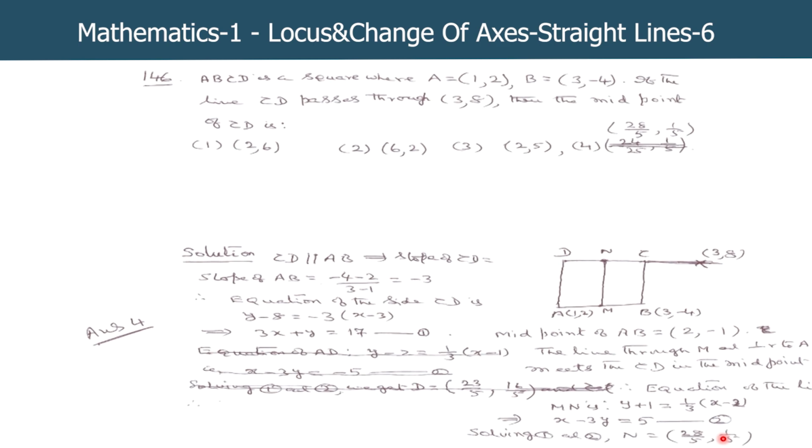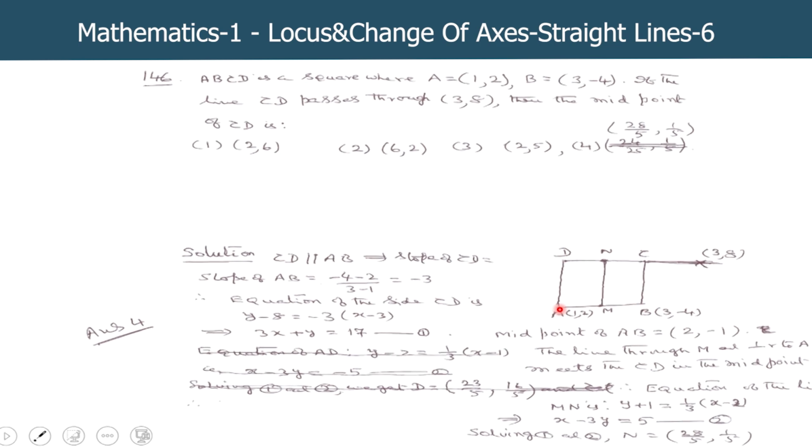Some people write the equation of AD, because AD is passing through (1, 2) and perpendicular to the line AB. They calculate it and solve that AD equation with the CD equation, then they will get the coordinates of D. Similarly, for the BC equation, because it passes through B and is perpendicular to CD, you can write the equation of BC and solve with CD. Then you get C. When you get C and D, then you can write the median midpoint.